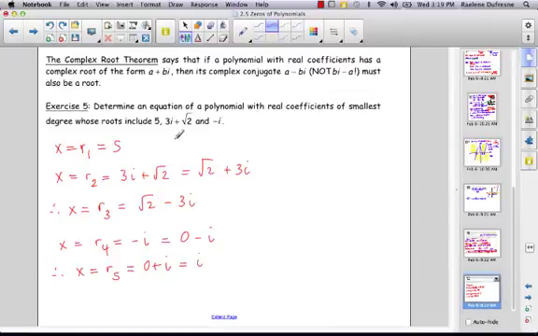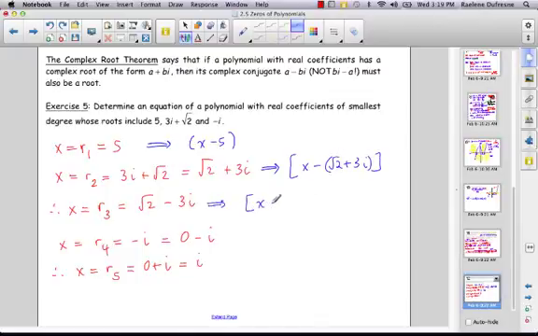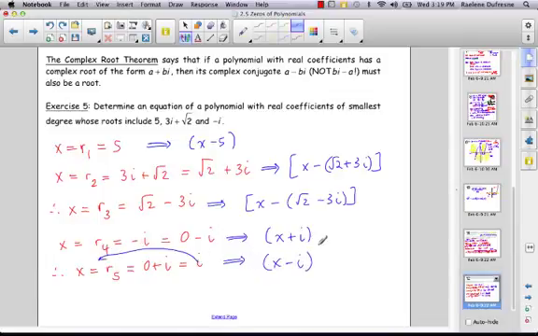Putting those all together, we get factors. This factor is x minus 5. This factor is x minus root 2 plus 3i. This factor is x minus root 2 minus 3i. This factor is x plus i, because minus negative i. And this factor is x minus i, if we take it across. And therefore the polynomial will be of degree 5, which will be all of these blue factors multiplied together.